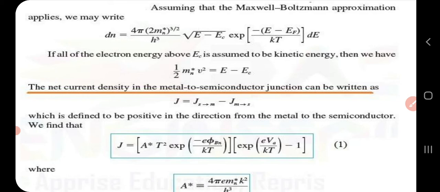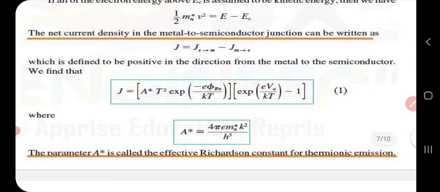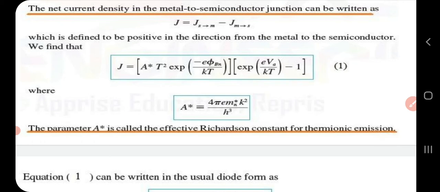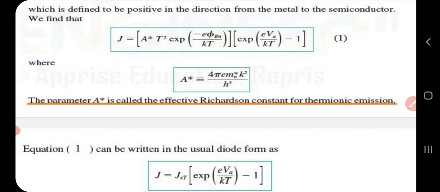Okay. Now, the net or the total current density in the metal to semiconductor junction can be written as J is equal to J S to M minus J M to S, and it is defined to be positive in the direction from metal to semiconductor. Now we get the expression for the net current density capital J as given by equation 1. Here A star is given by this expression, and it is called the effective Richardson constant for thermionic emission. Okay, so this is actually the derivation for this constant.